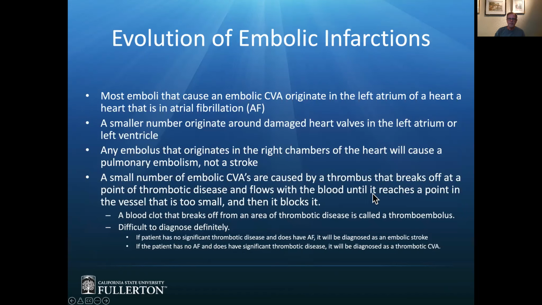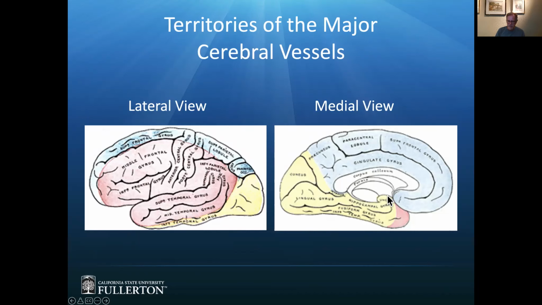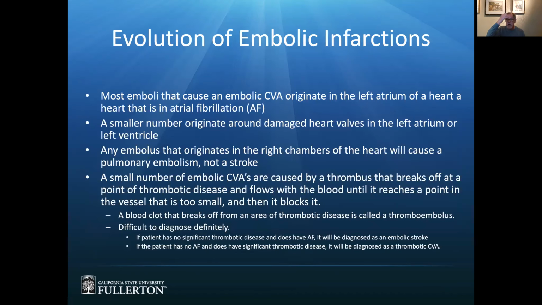Okay. Now, I think we covered the anatomy of it. So now we just want to look at how an embolic infarction develops. Most emboli, that's the plural of embolus, that cause an embolic CVA originate in the left atrium of the heart. And that would generally be a heart in atrial fibrillation. Atrial fibrillation can usually be lived with and dealt with if that's all that's wrong, but it is very dangerous. And typically, people who have atrial fibrillation will have it intermittently at first.